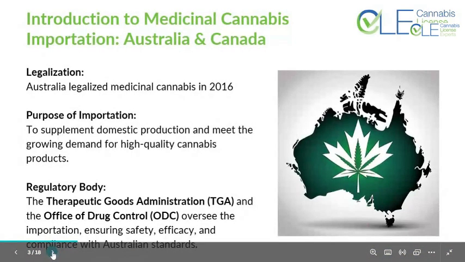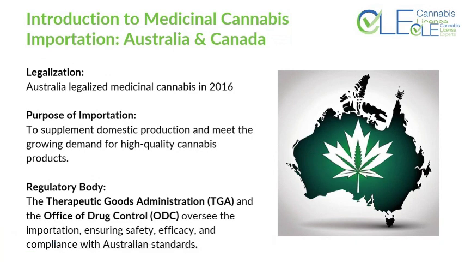So let's just get right into it. So legalization in Australia happened in 2016 for medicinal cannabis, and it is still a very restrictive medical market. So it's very specific to conditions.